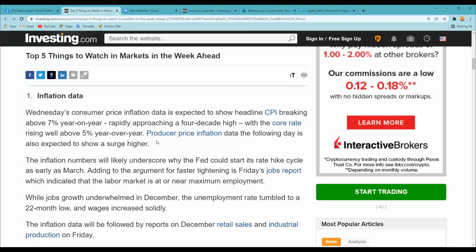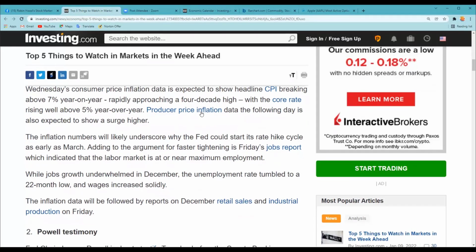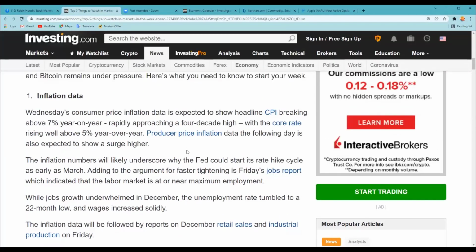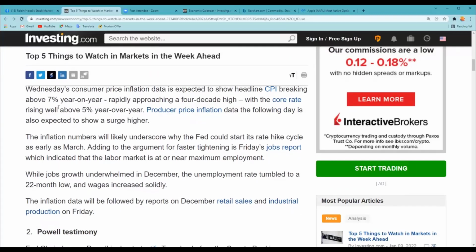Once this inflation data starts going down, that's when the stock market is going to start going down, because then the interest rates are starting to go up, and that's where we're going to start to see a transition from people selling their tech stocks and buying bank stocks. The inflation numbers will likely underscore why the Fed could start its rate hike cycle as early as March.